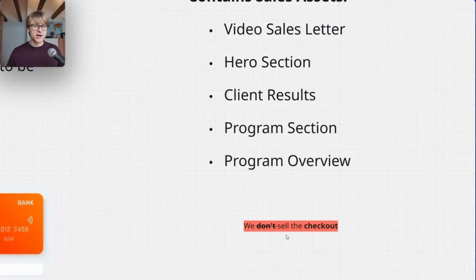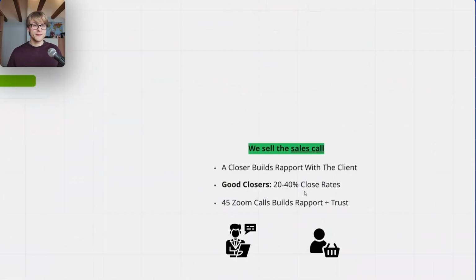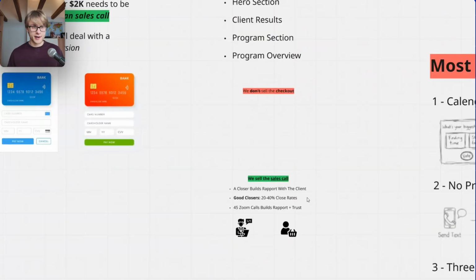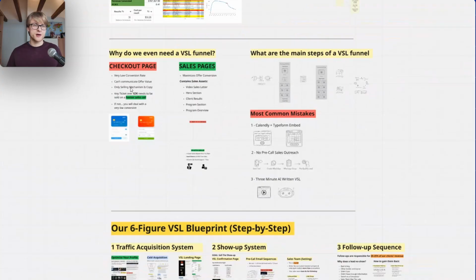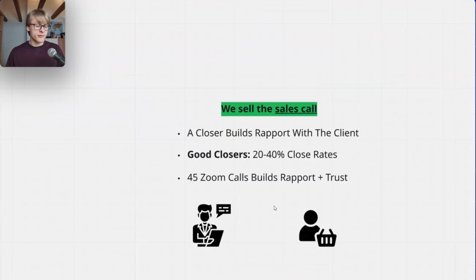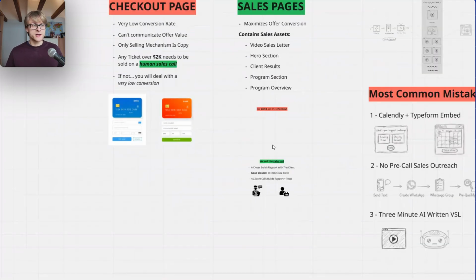Because we do not sell this checkout, as you can see over there. What we sell is the sales call, okay? Where a closer sits down with the lead and builds rapport with the client. Good closers have an average close rate of around 20 to 30%, because a 45 minute Zoom call can build rapport and trust that is simply impossible with a checkout page, okay? And I want you to understand that a VSL funnel is the only single thing for a high ticket business where you can actually leverage a sales call, because no closer will close deals for whatever, $500, $600.